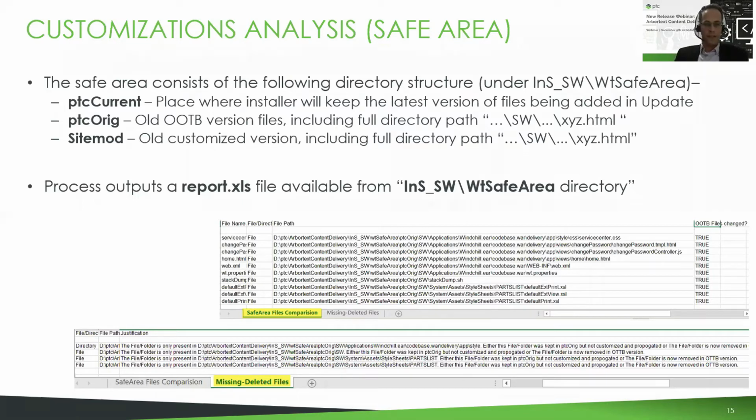I'll go through more details on each one of those in later slides on why you need each one of those, but it's important for you to understand the differences and the use of each one. Once the process is complete, you will get a report, an Excel spreadsheet that lists all the differences that really might impact your customizations between those two versions. And that report will be available again under a directory that's called WT area.